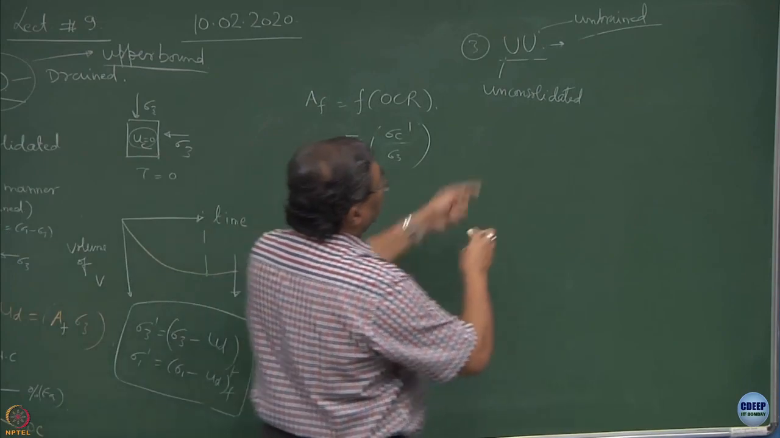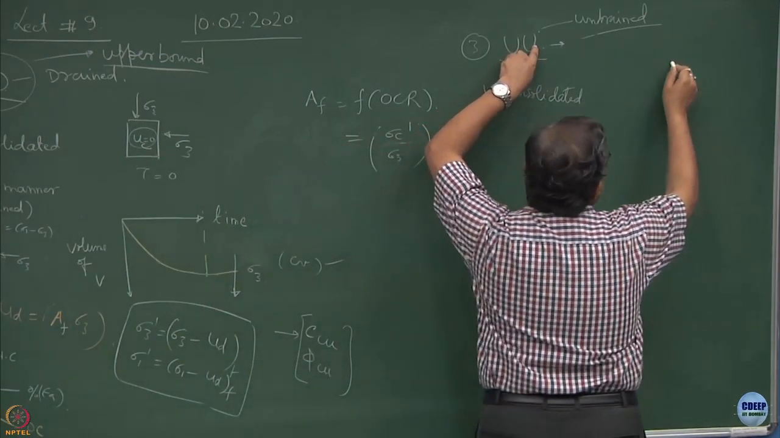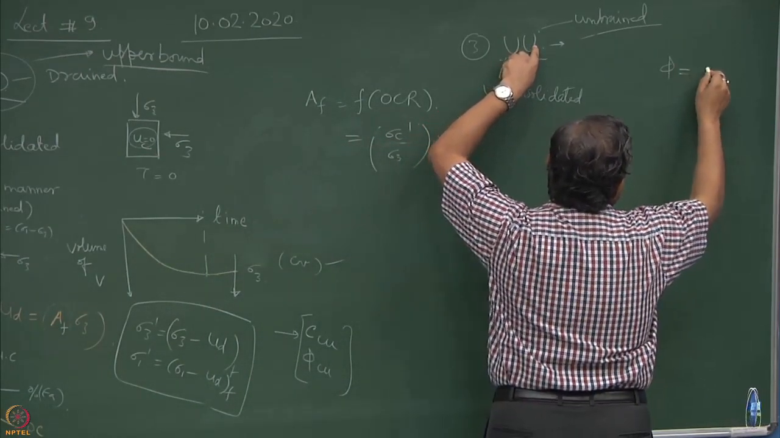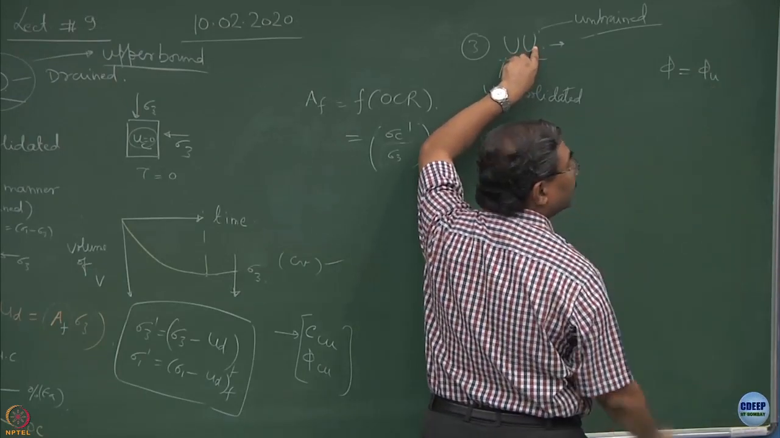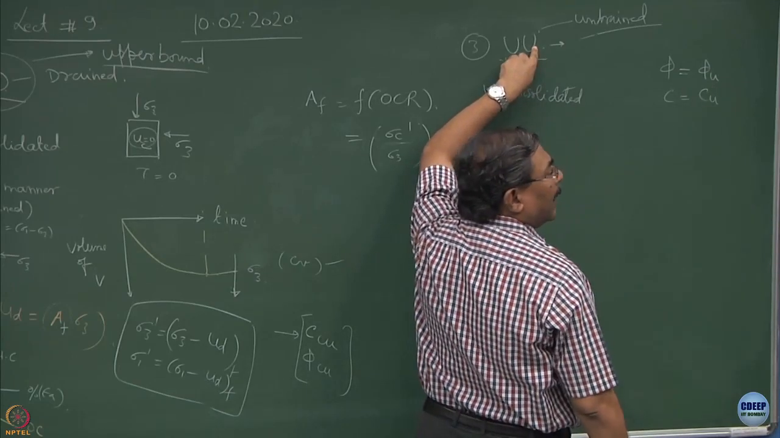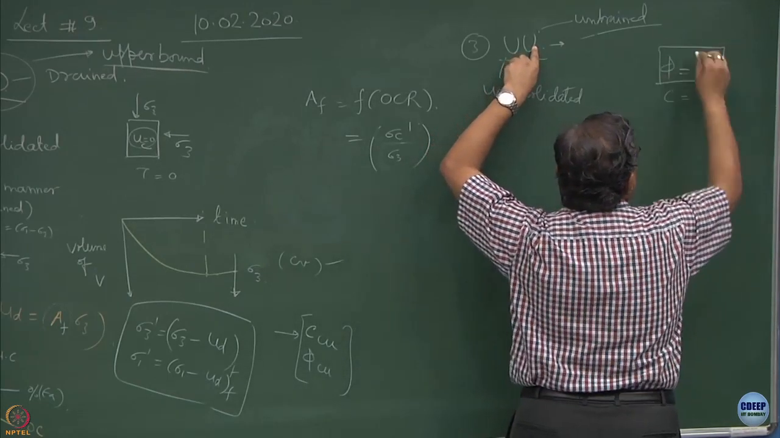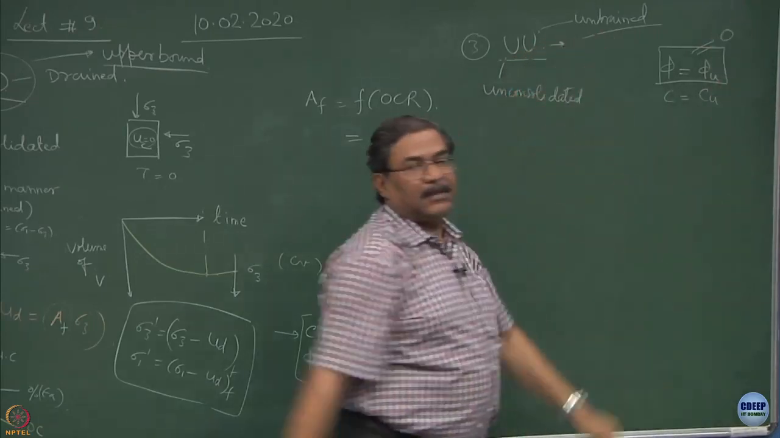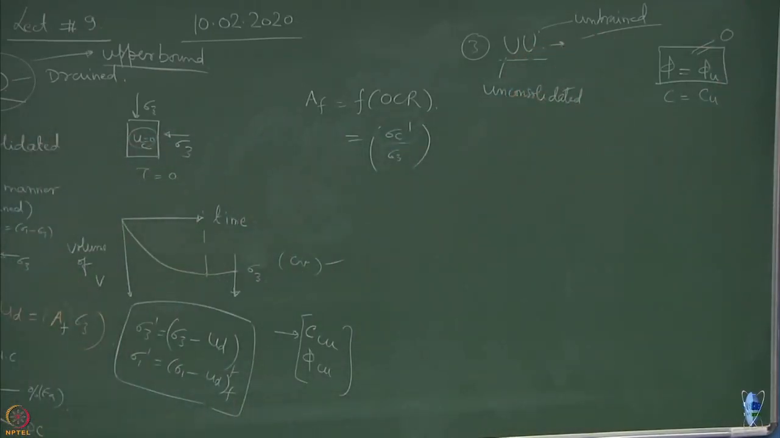So this is what is going to be the UU test. Normally we define the parameters which we get as phi u, undrained, C u, undrained, and we make sure that this is equal to 0. Remember, another request: phi is never computed in decimal places. Phi in geomechanics is always an absolute number, it cannot be 23.2 or 23.1 even, because the degree of accuracy is not so much.